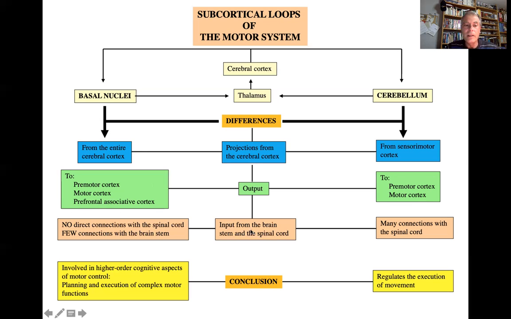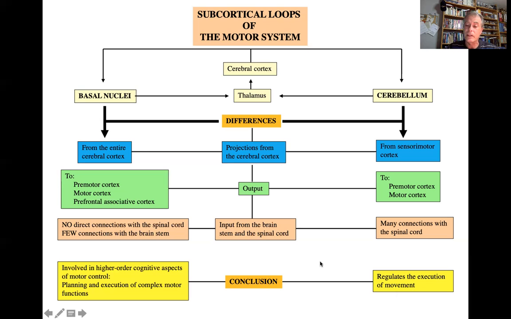From the brainstem and spinal cord, the basal nuclei receive no direct connections from the spinal cord, and some of them, but few, from the brainstem, as we have identified previously. In the case of the cerebellum, many of the connections are coming from the spinal cord, a lot of them. It also receives from all the centers and the brainstem, but a lot of them are coming from the spinal cord. So, in summary, both structures are related to motor functions. However, the basal nuclei are involved in higher order cognitive aspects of this, planning, execution, more complex functions of the motor activity. However, the cerebellum just regulates the execution of the movement.